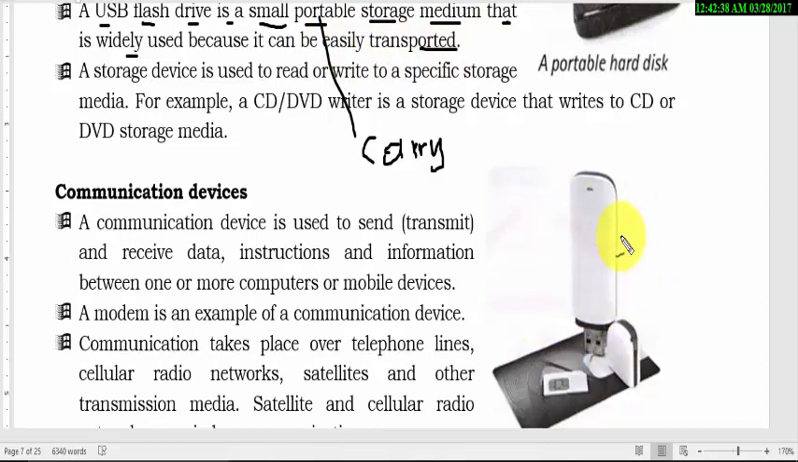This is an example of a flash. Not this one, sorry. This is not a flash disk. This is a communication device. Flash disk, we saw it in the pictures which I showed you. Okay, thank you very much.